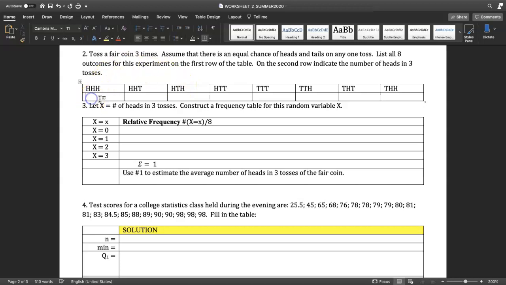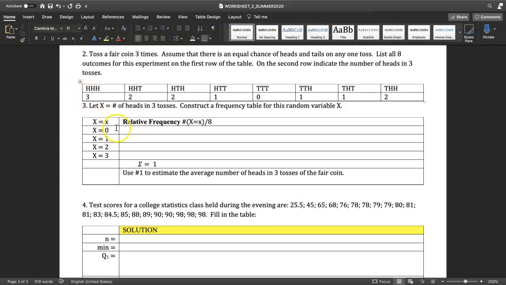The second row of this table will simply count the number of heads in the outcome. In the first outcome, we've got 3 heads. In the second, 2. In the third, 2. In the fourth, just the one head. No heads there. One head here. One head here. And two heads here in the last outcome.